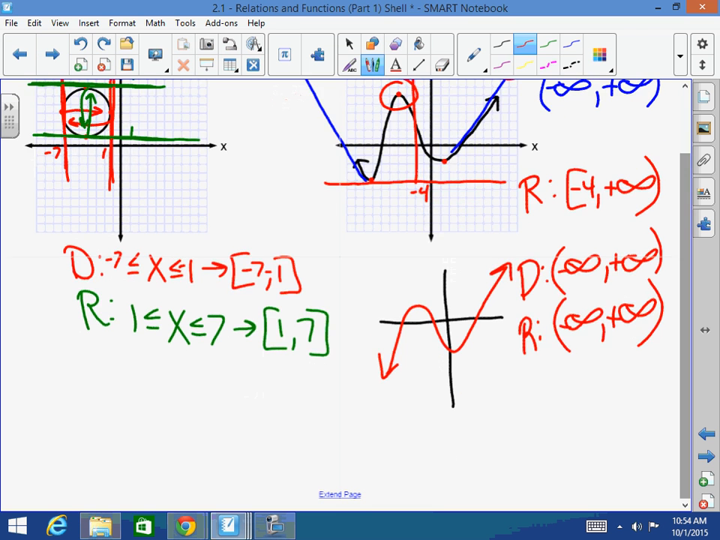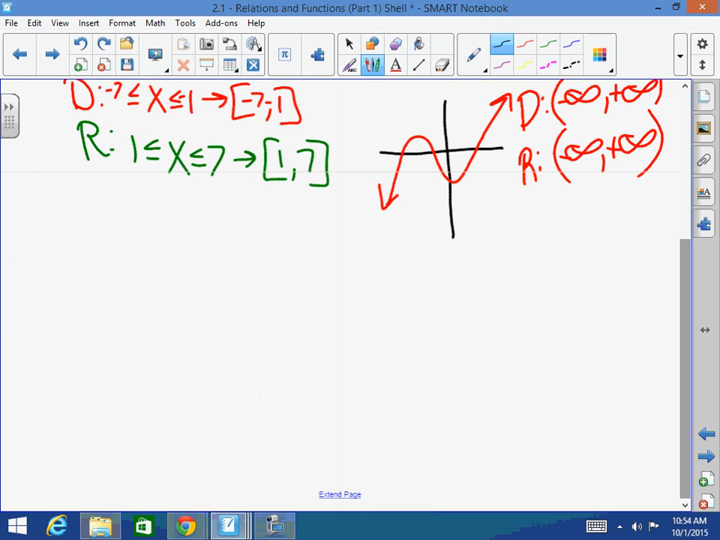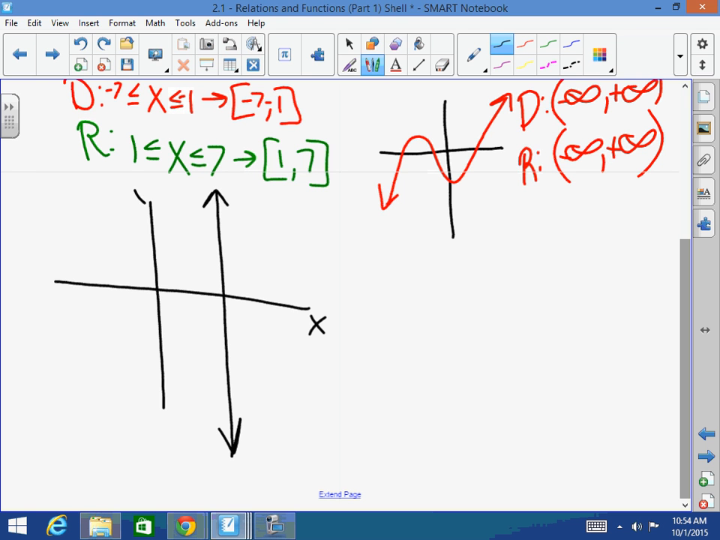Okay, good question. If I had an equation like this, it is an undefined slope, but what's the domain here? What's the only valid x? Let's say this was at 5. What's the only valid x value? So x would equal 5, that's it.